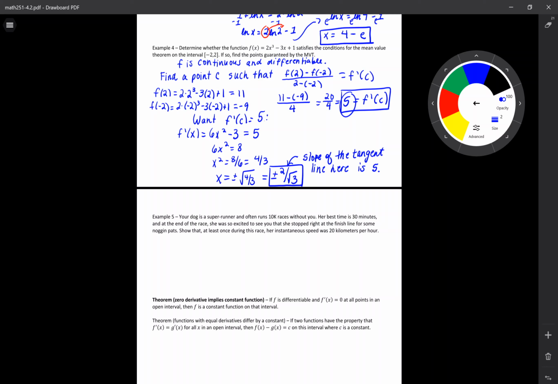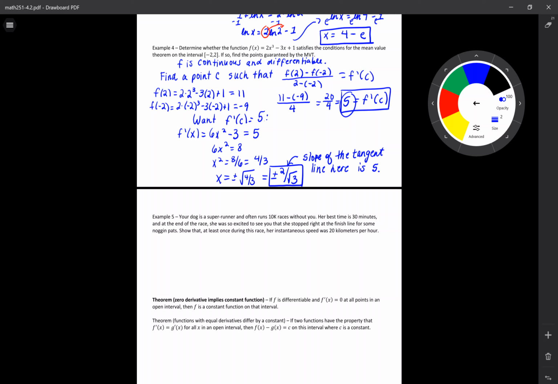So our example says, your dog is a super runner and often runs 10K races without you. Her best time is 30 minutes, and at the end of the race, she was so excited to see you that she stopped right at the finish line for some noggin pats. Show that at least once during the race, her instantaneous speed was 20 kilometers per hour.